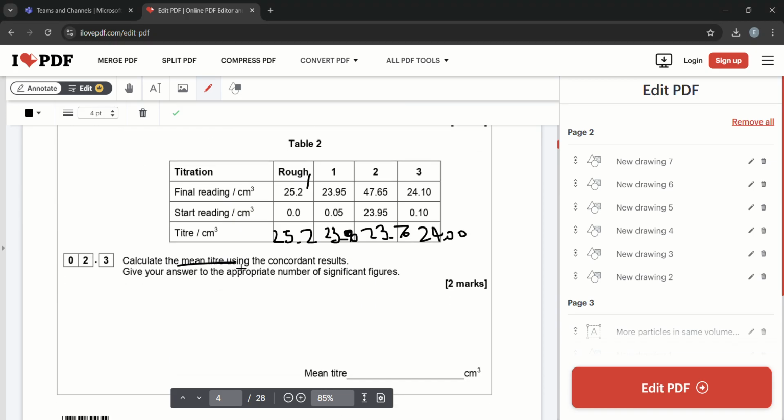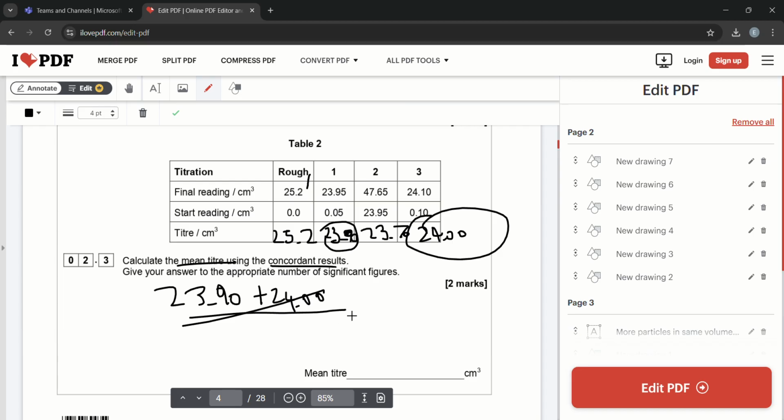I have to find the mean titer using concordant results. Concordant results are titers that are within 0.1 centimeters cubed of each other. So which ones are within 0.1 centimeters cubed of each other? This one and this one. So all we're going to do is 23.90 plus 24.00 divided by 2, because we've got two results, two titrations, and that will give me 23.95 centimeters cubed.